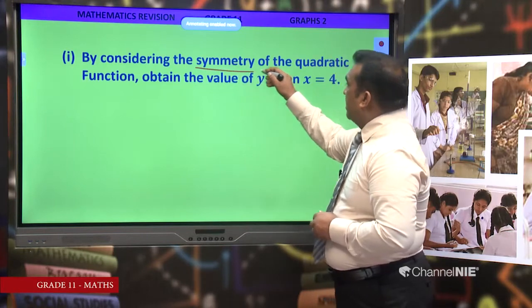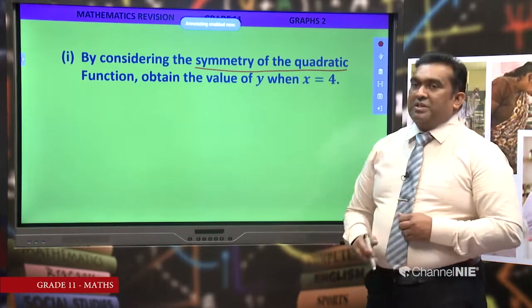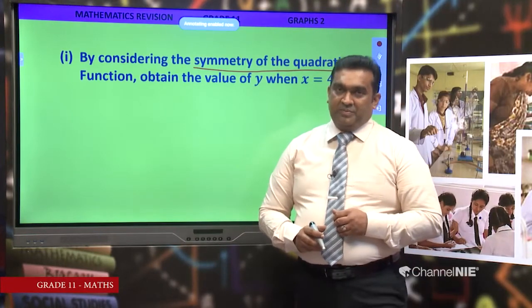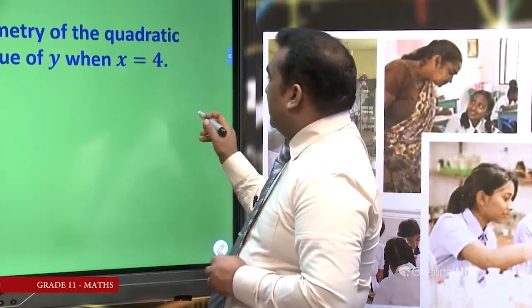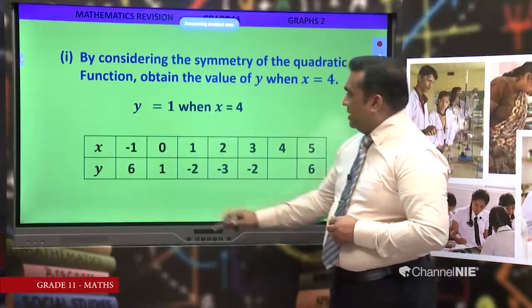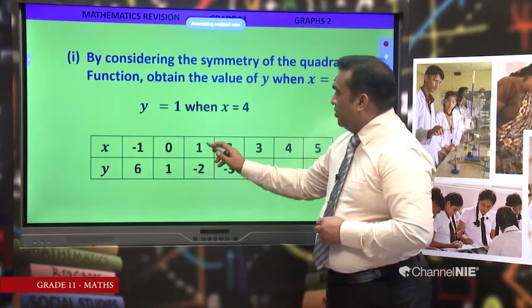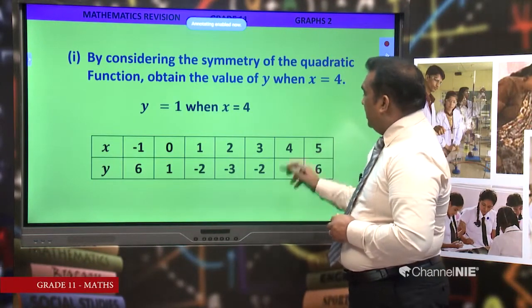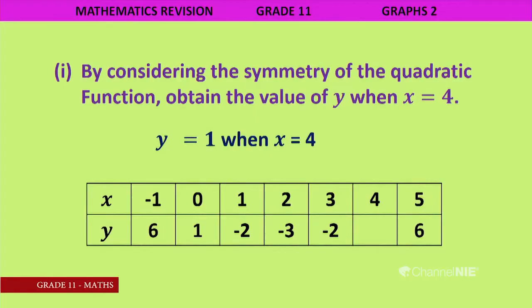Symmetry of the quadratic function. Then how to find out it? Like this. Minus 1, 0, 1, 2, 3, 4, 5. There are 7 x values: 1, 2, 3, 4, 5, 6, 7. What is the middle value of x? 7 means the 4th one: 1, 2, 3, 4.